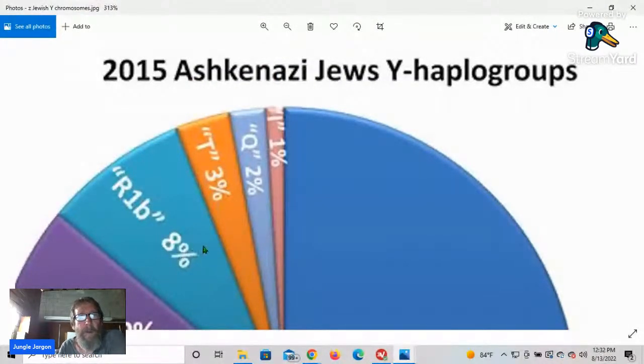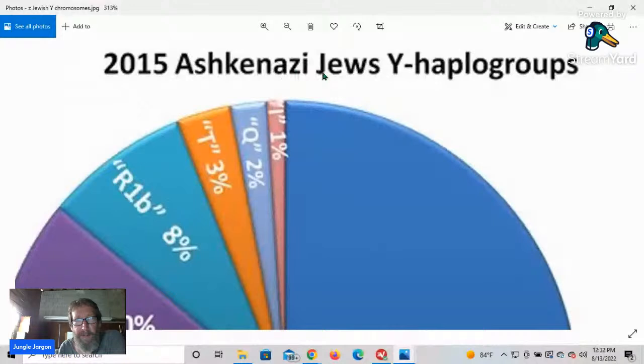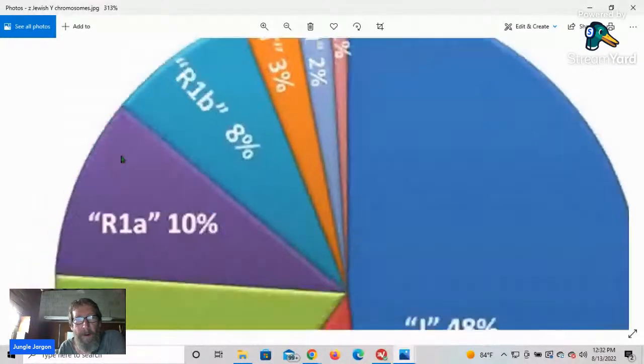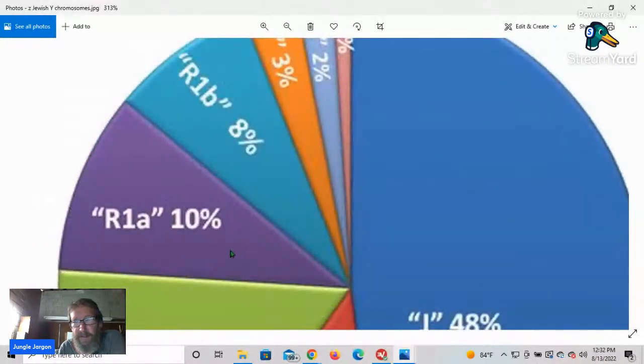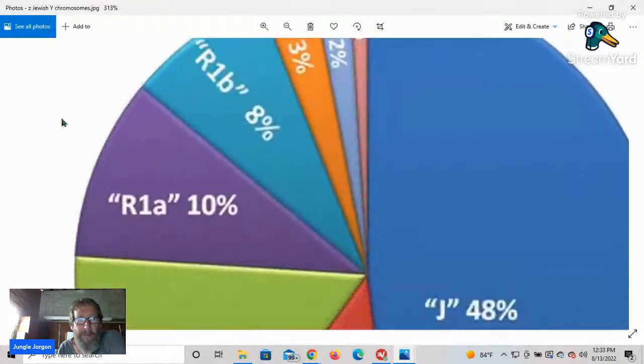Of course, there's a larger percent of R1A because they're Ashkenazi. And R1A is the descendants of Ashkenaz in the land of Ashkenaz. So that's why the Ashkenazi Jews have a larger percentage of R1A, the descendants of Ashkenaz, the son of Gomer himself.